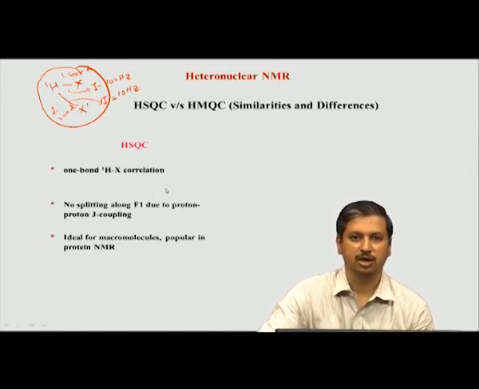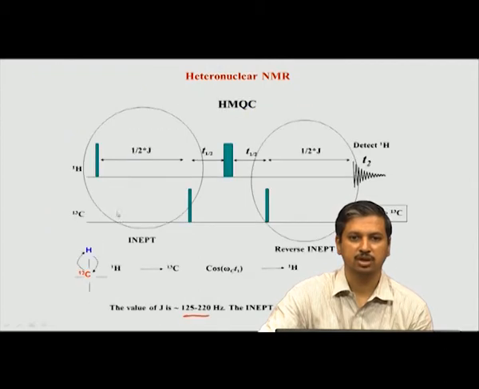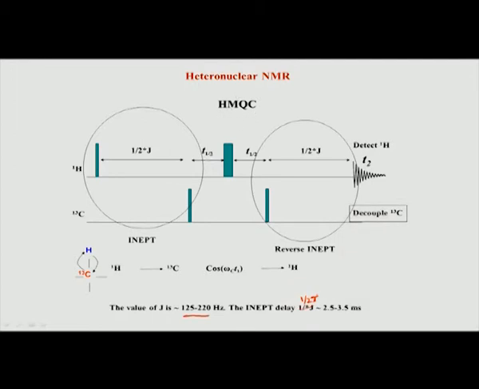Now let us look at the other important feature of HSQC, which is that there is no splitting along the omega in the T1 axis due to proton proton J coupling. Now, what is this thing? Let us go back and visit the sequence. You can see here, this is for HMQC. Here what happens is, once you excite the proton with the first pulse, there is no 180 degree pulse anywhere.